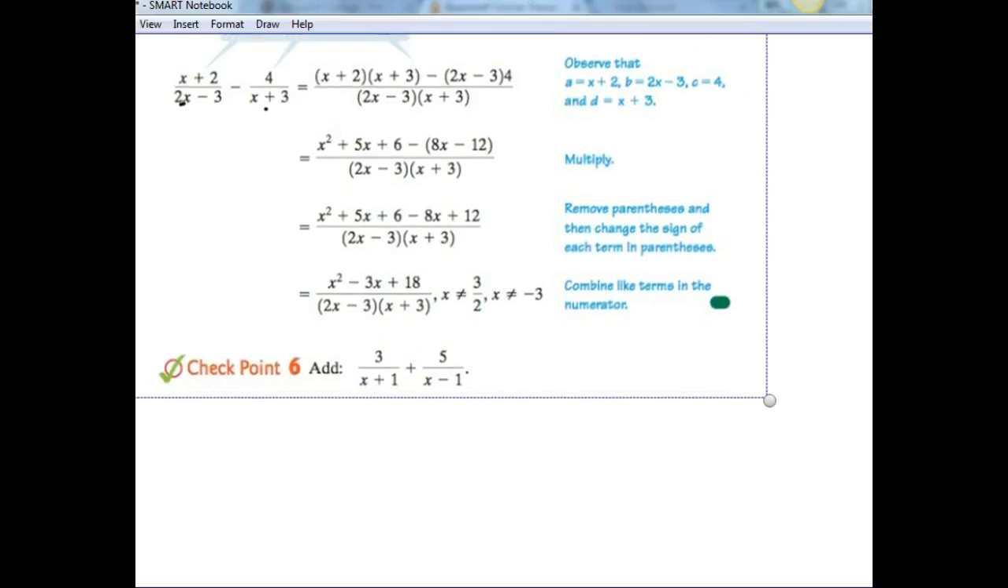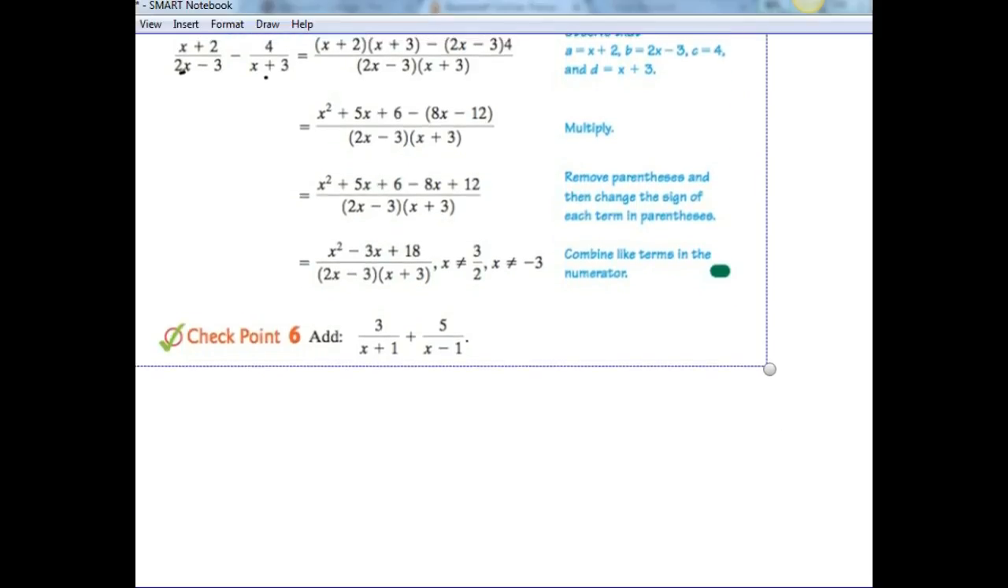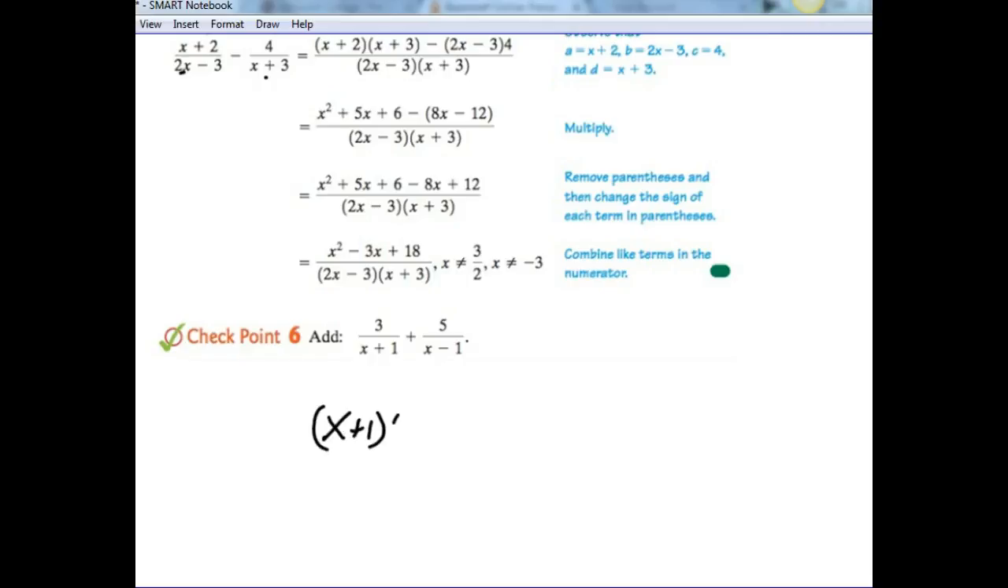All right. So let's do the same thing with the checkpoint number 6 here. The common denominator is going to be x plus 1 and x minus 1 together. So I kind of do it this way. I put them both over x plus 1 and x minus 1.